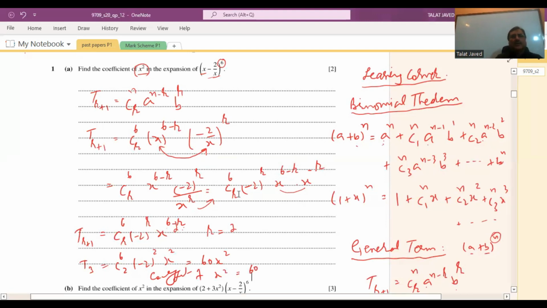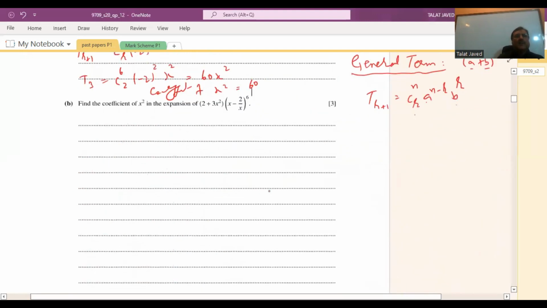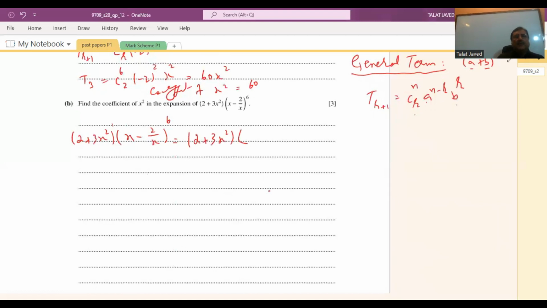Now the part 2 question is to find the coefficient of (2 plus 3x square) multiplied by (x minus 2 over x) raised to power 6. Now you can see its power is 1. This is already expanded, so we have to expand only this (x minus 2 over x) raised to power 6.